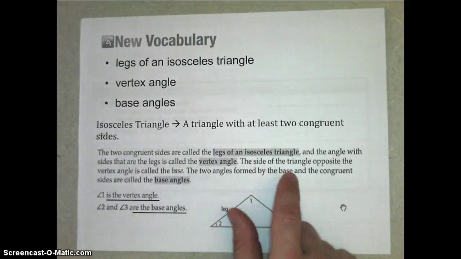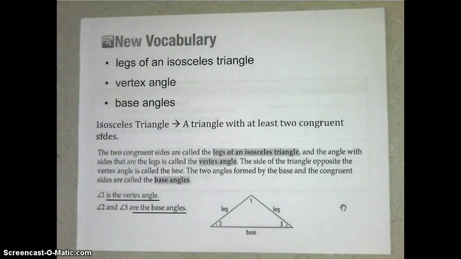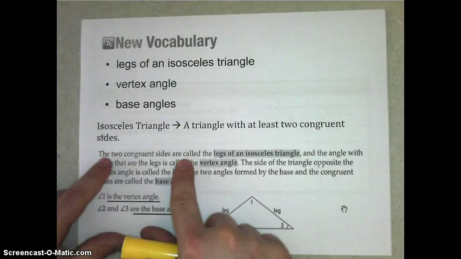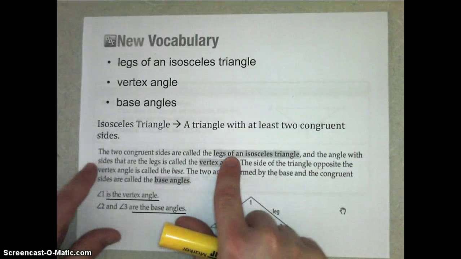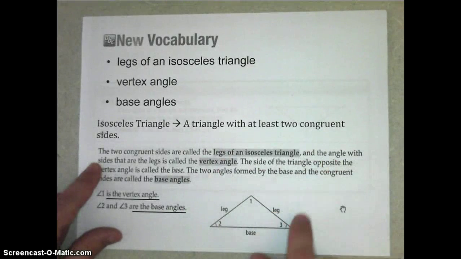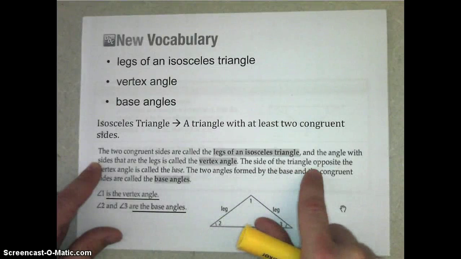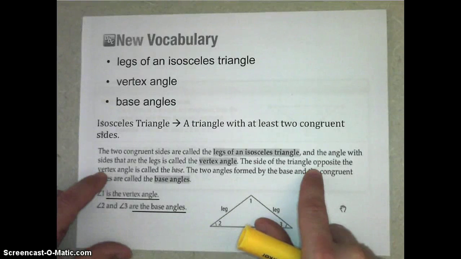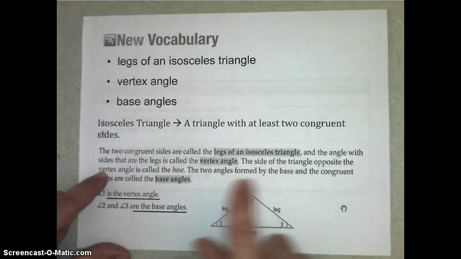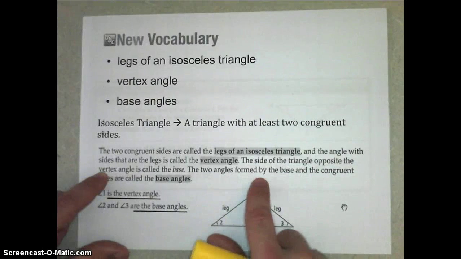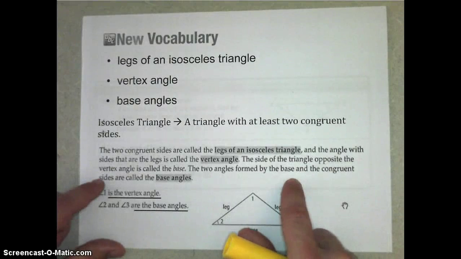Now this next paragraph is very important. The two congruent sides of an isosceles triangle are called the legs, and the angle that is formed by those legs is called the vertex angle. The side of the triangle that is opposite the vertex then is called the base. So the side that is not congruent to the other two is called the base. The two angles formed by the base and the congruent sides are called base angles.